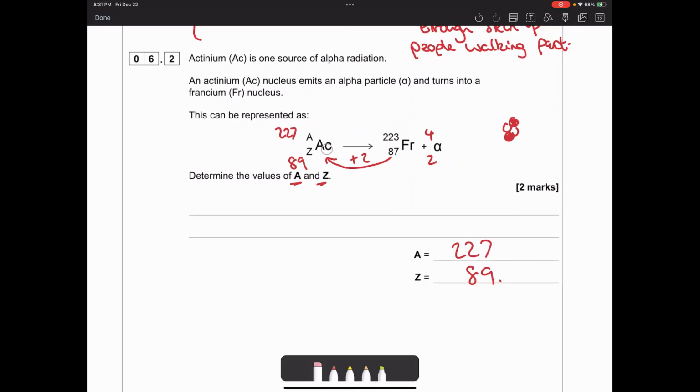A lot of teachers obviously teach it the other way, that you start off with your radioactive atom, it would decrease by 2 protons because it's lost 2 protons, but it's lost a mass of 4, and that would go to that equation there.